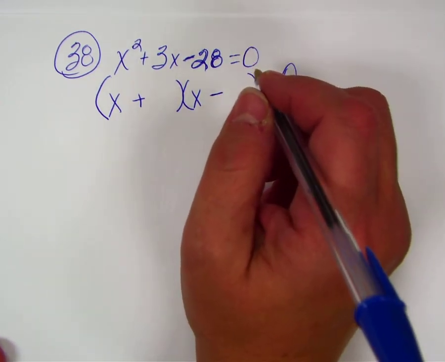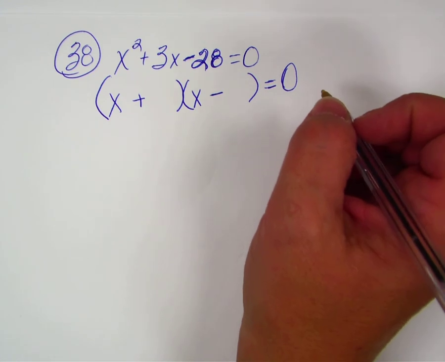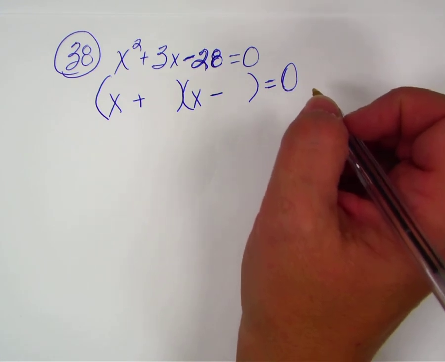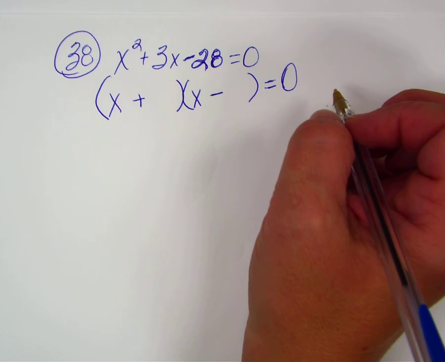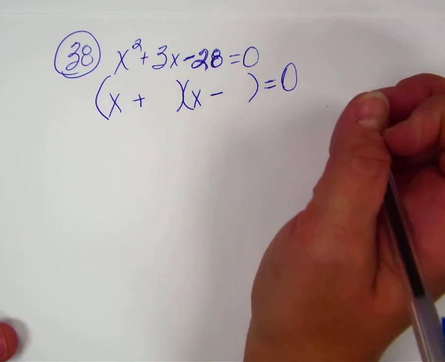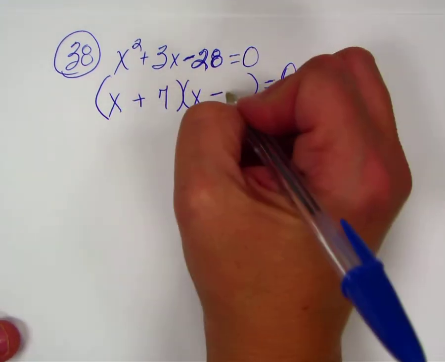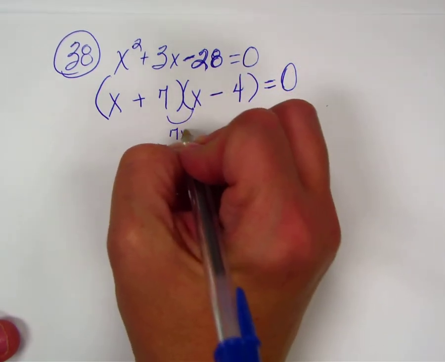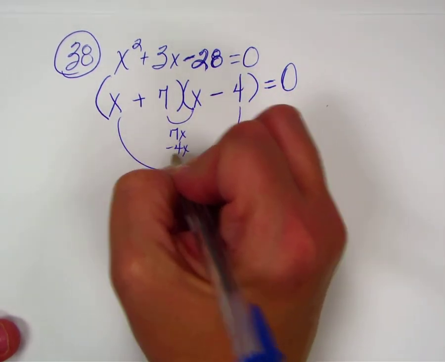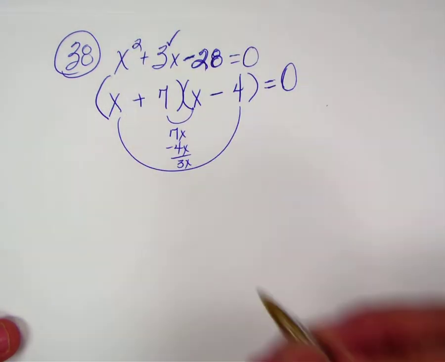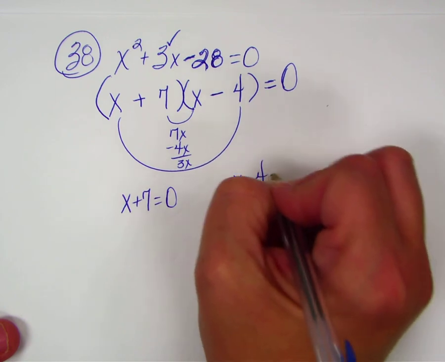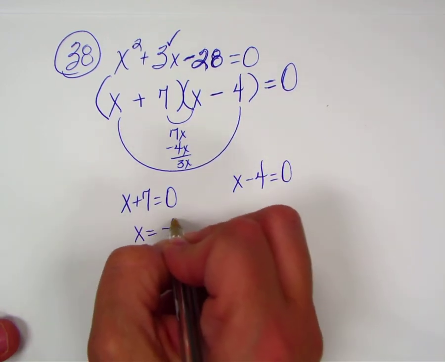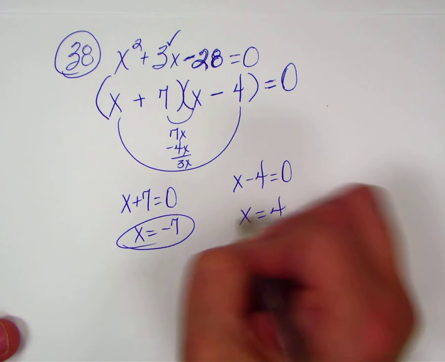9 and 4, no. Not 9 times 4 is 32. I mean, oh wait, 7? 7 and 3 and 9. 3 times 9 is 27. Oh, okay. No, 7 times 4? 7 times 4 is 28. I think that'll work. Yeah, that'll work. 7x minus 4x is 3x. It worked. So x plus 7 equals 0. X minus 4 equals 0. So x is negative 7 and x is positive 4.